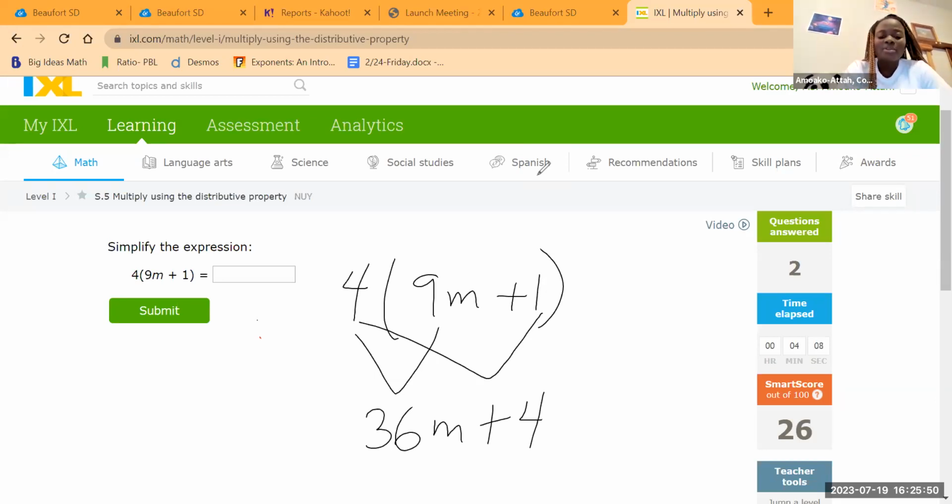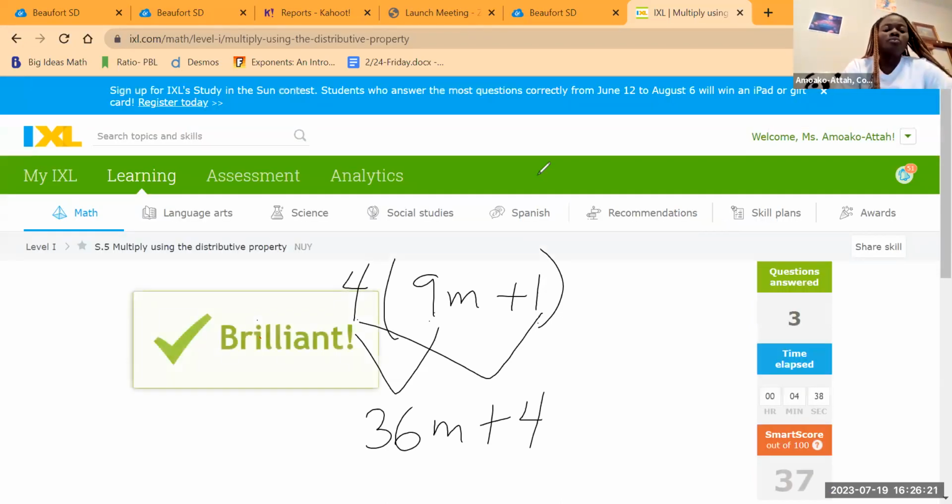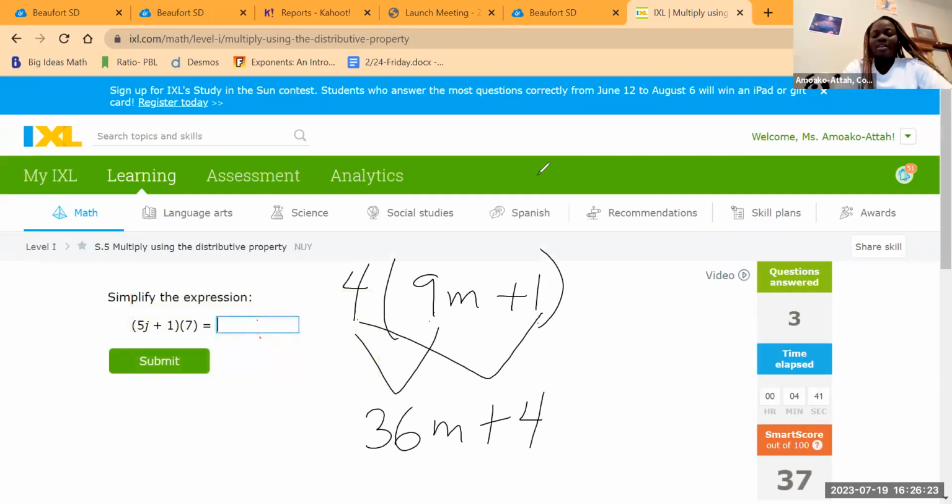Some students have been leaving it out. They just multiply the number outside the parentheses by the first number. If you don't multiply it by this one too, your answer will be wrong. So you need to multiply it by everything inside the parentheses, okay? Or the brackets. So you're going to get 36m plus 4. Brilliant. Brilliant. Let's see our SmartScore on 37. Good job. Let's move.